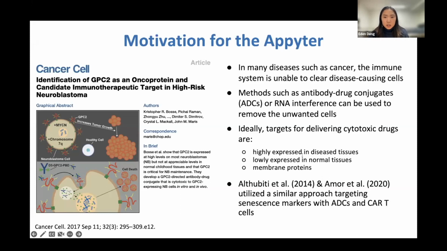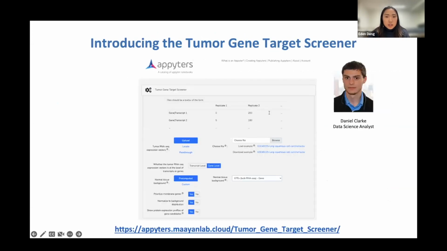There have been a few similar strategies that have been used to identify markers in senescent cells, and these two research groups also demonstrated successful targeting of those senescence targets with ADCs and CAR T cells. Inspired by the concept described by Bosse et al. and a few of those other research groups, the Ma'ayan Lab wanted to develop a publicly accessible tool that could facilitate this type of identification and visualization of targets with some added depth and also some more user options.